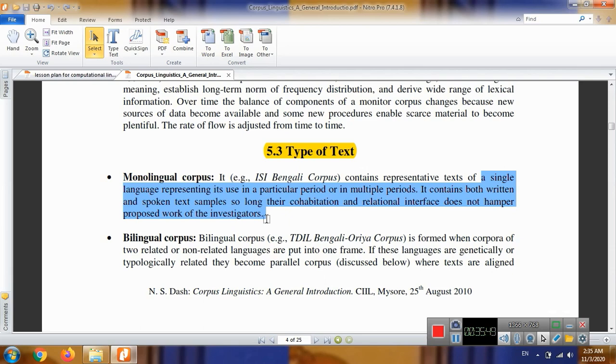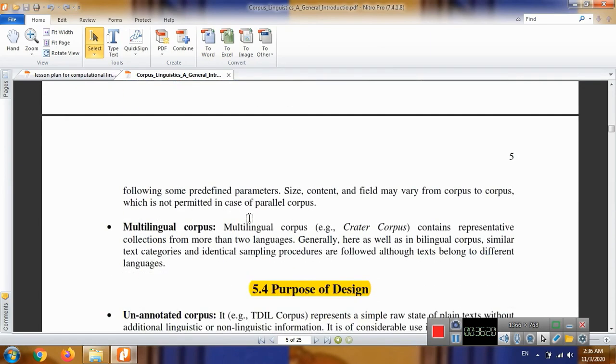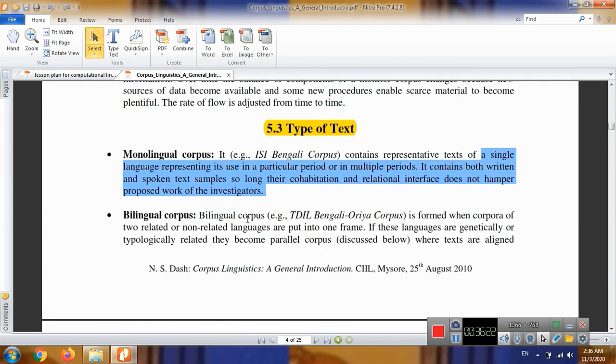Another type of corpus is the bilingual corpus. A bilingual corpus, like the TDIL Bengali Oriya corpus, is formed when corpora of two related or unrelated languages are put into one frame. If these languages are genetically or typologically related, they become a parallel corpus, which we will explain more in the following matters.